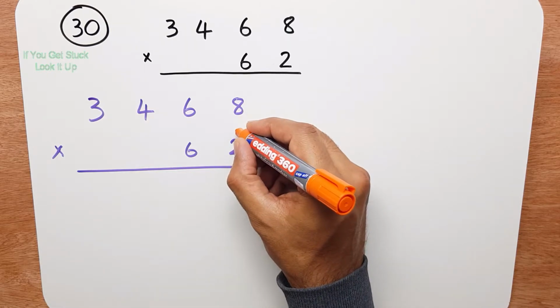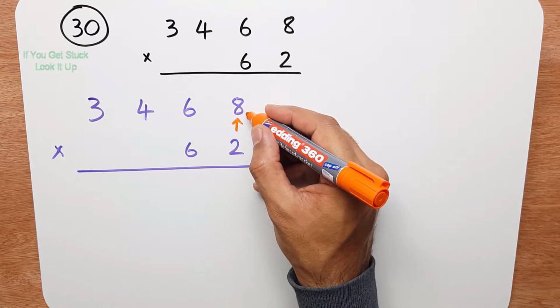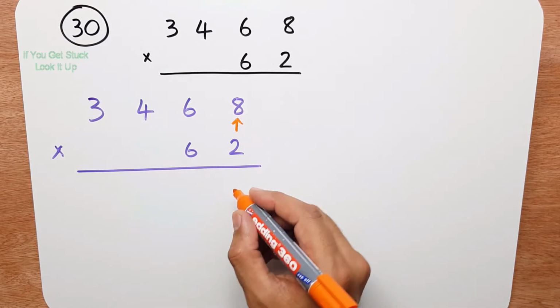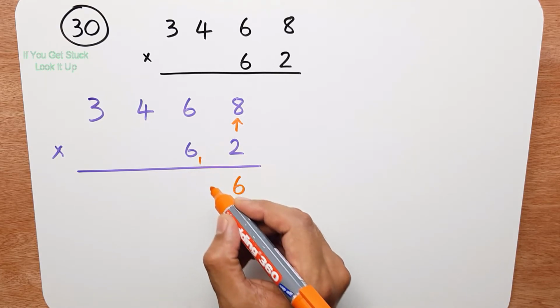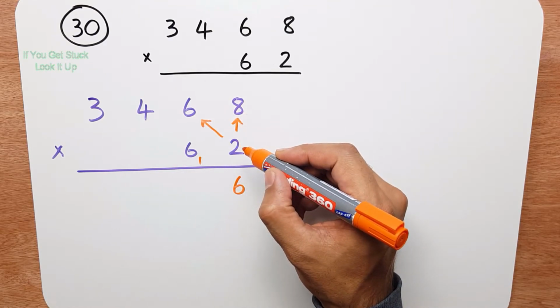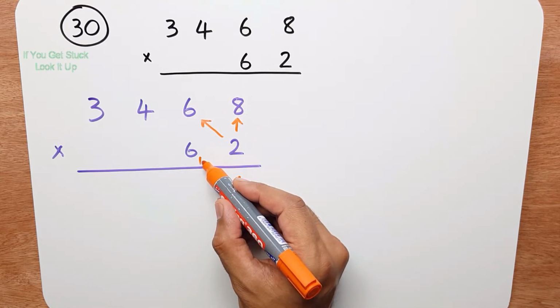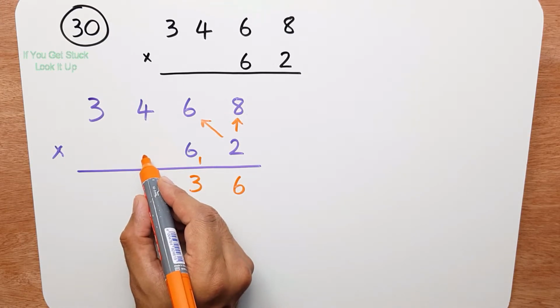So let's do that. 2 times 8, and if you know your doubles, it's easy. So 2 times 8 is 16. We put the 6 down and we carry the 1 over to the next column. Now it's 2 times 6, which is 12, plus this 1 we've carried over is 13. So we put the 3 down and we carry the 1 over.